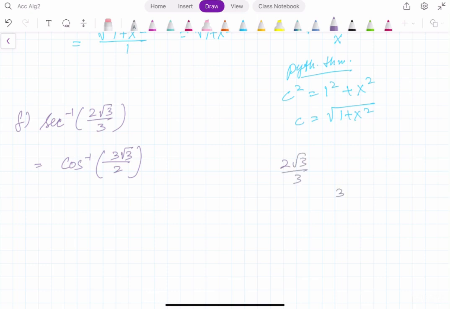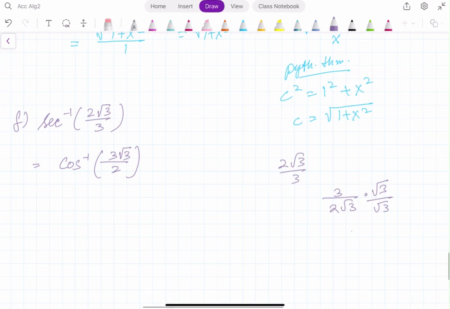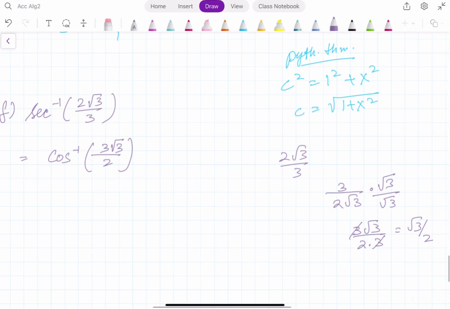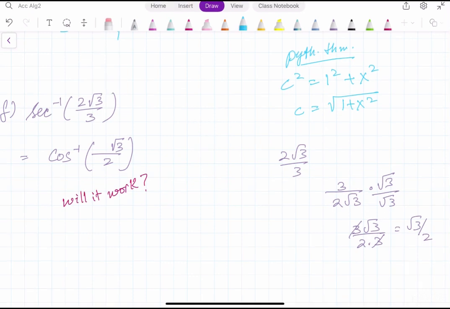Do you think it will be possible to solve for this function? Because if you think of rationalizing it, what you will get? You will get radical 3 over 2 radical 3. Yes, radical 3 over 2. So 3 and 3 will cancel out, radical 3 over 2. Can you think about what value it should be? Pause the video, think about it, and let me know. Will it work? If yes, then what will be the answer?